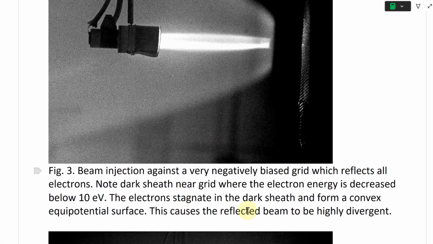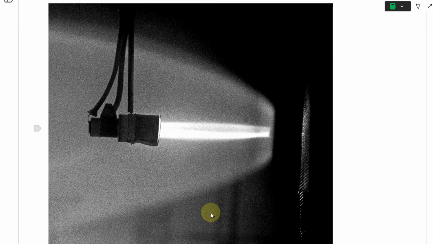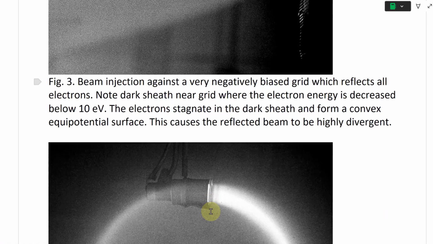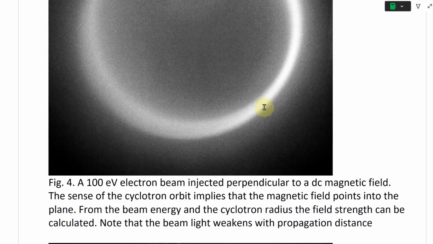The electrons stagnate in the dark sheath and form a convex equipotential surface. This causes the reflected beam to be highly divergent. So convex, so I think it's shooting outwards like that. Or is it actually talking about this one here? Stagnates here, so it's a concave surface. I'm not 100% sure, but this is pretty cool stuff here. And then here's the loop right here.